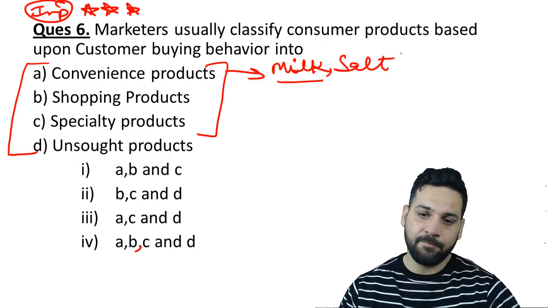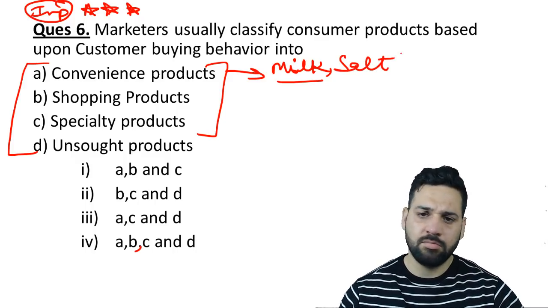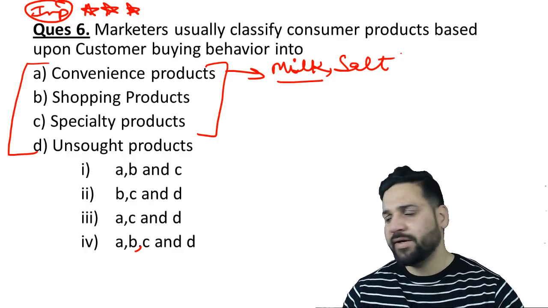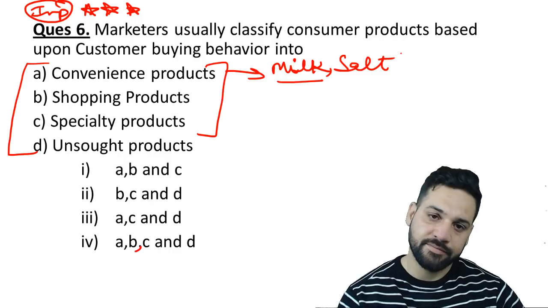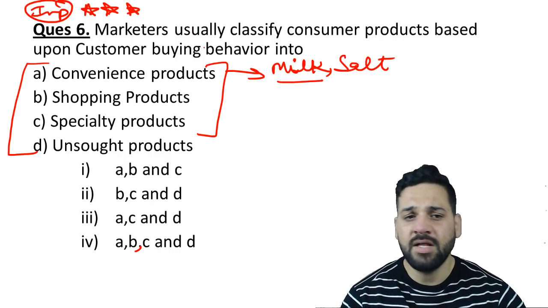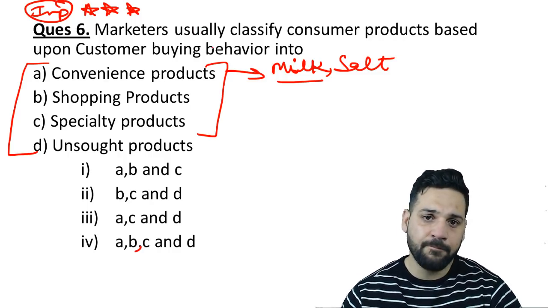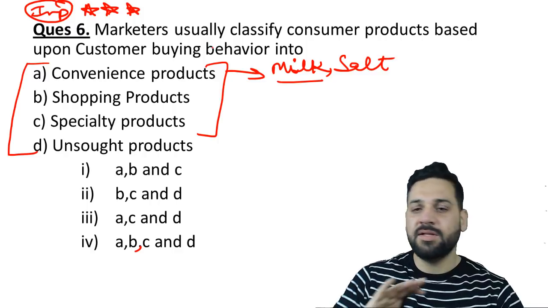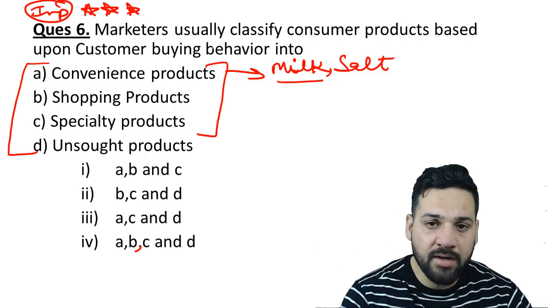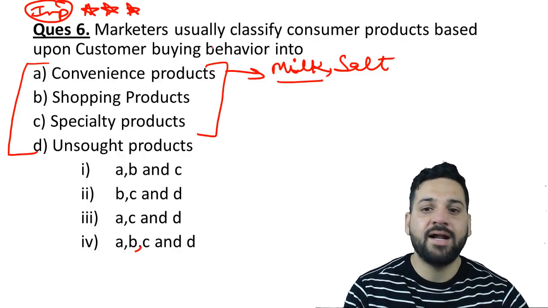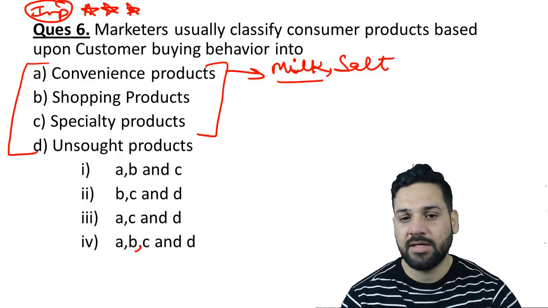Okay, that's it. Milk can be there. Salt can be there. Convenience product, you need milk, you need salt, you need wheat, you just buy it and you just eat it. That's it. Low cost, and the companies, they do mass marketing. Amul milk ads will be there everywhere, right? The Tata Salt, everybody, you'll see the Tata Salt ad. Even I'm going to see the Tata Salt ad. Okay.